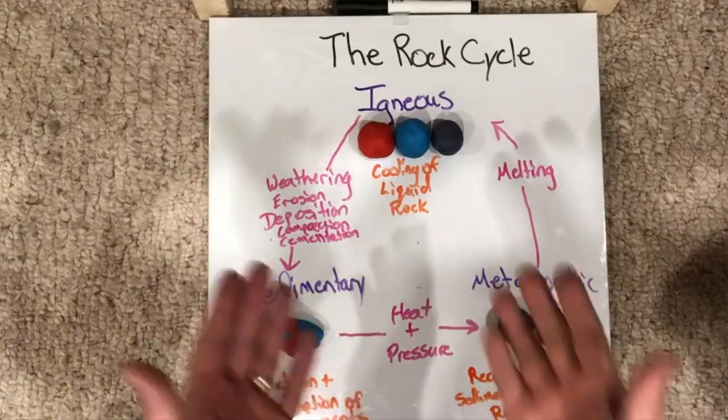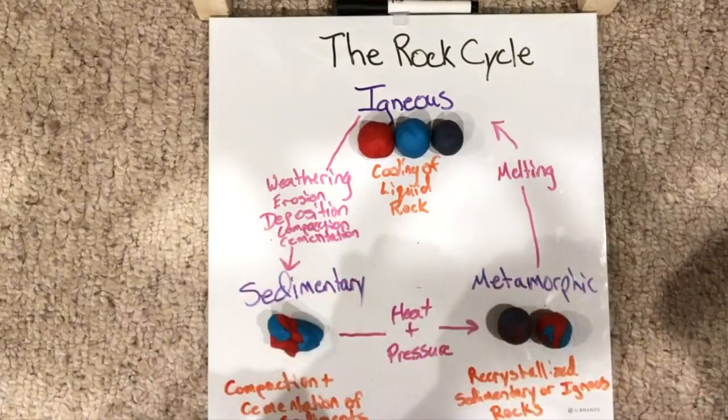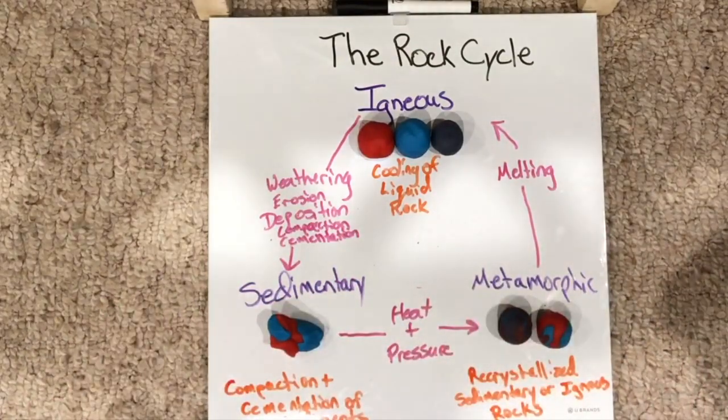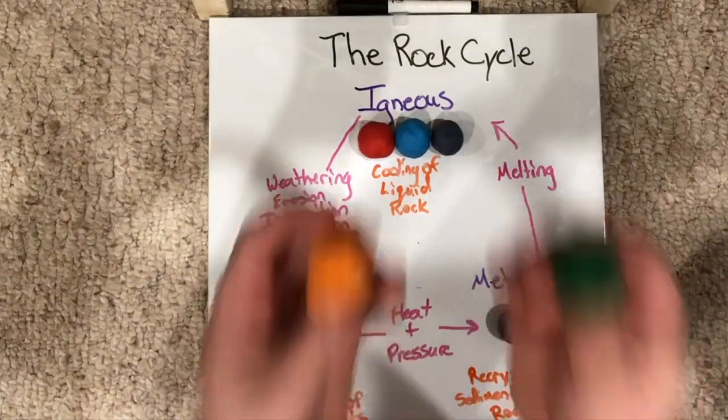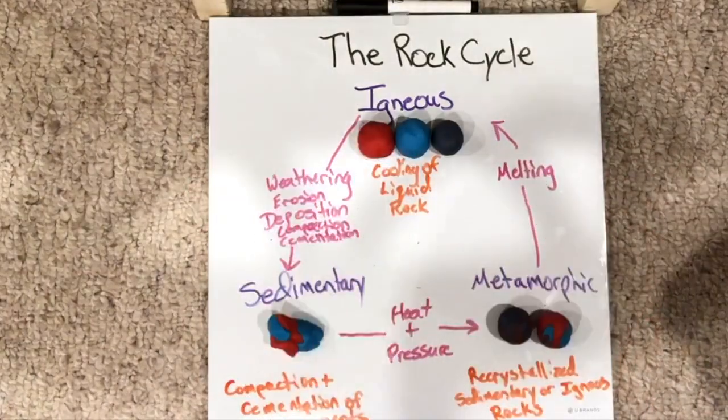Now, I know what you might be saying. Is this a one-way street? Does it only go igneous, sedimentary, metamorphic, and then back to igneous again? Absolutely not. The process can go in reverse. Now, I already used my blue and red Play-Doh, so let's actually mix it up a little bit more, and let's actually get some different colors into the mix.